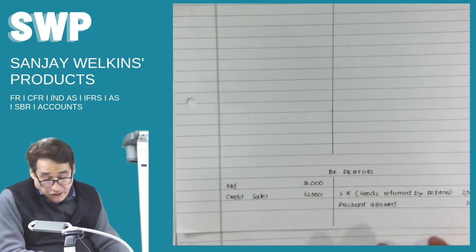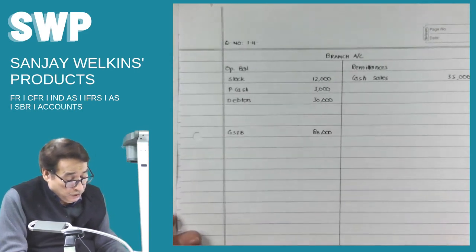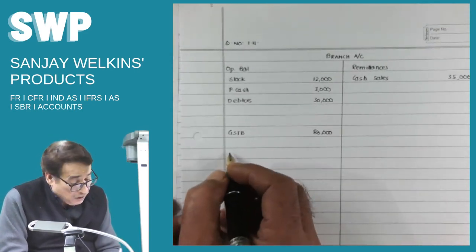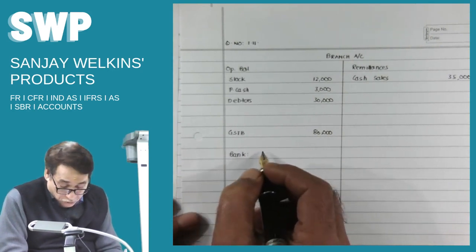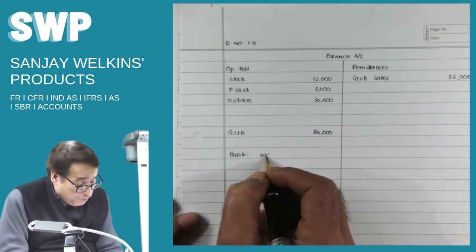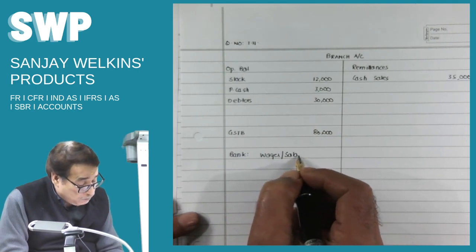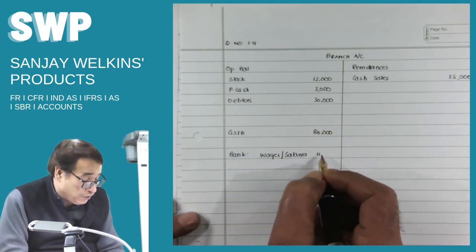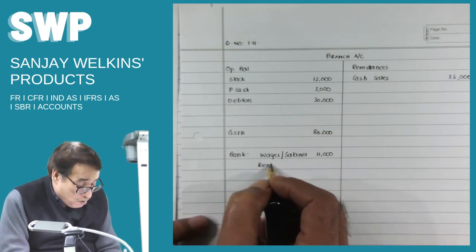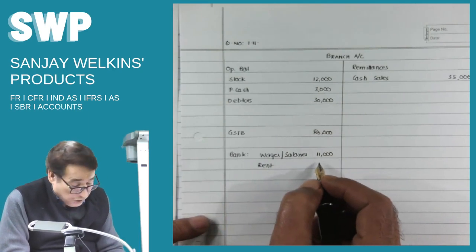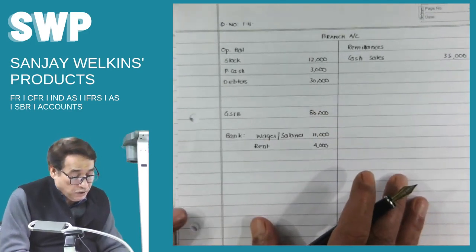Then we have checks received from Jaipur. Jaipur is the head office. Head office has sent some checks to the bank. These checks are meant for payment of wages and salaries, 11,000. For rent, 1,000, rent 4,000. And pay attention, this line is also very important.